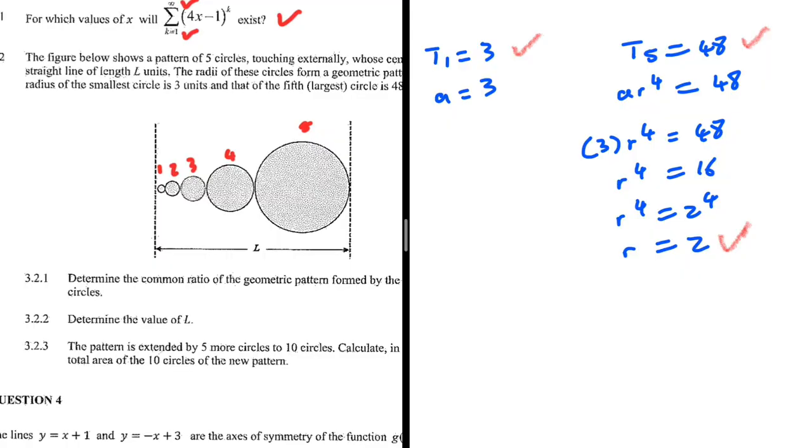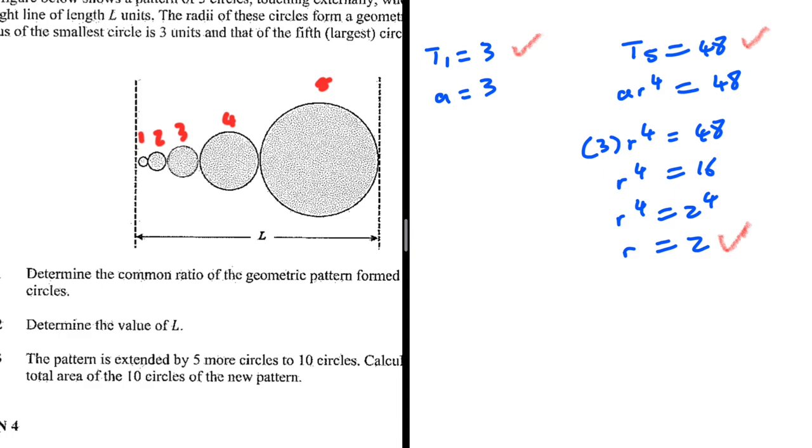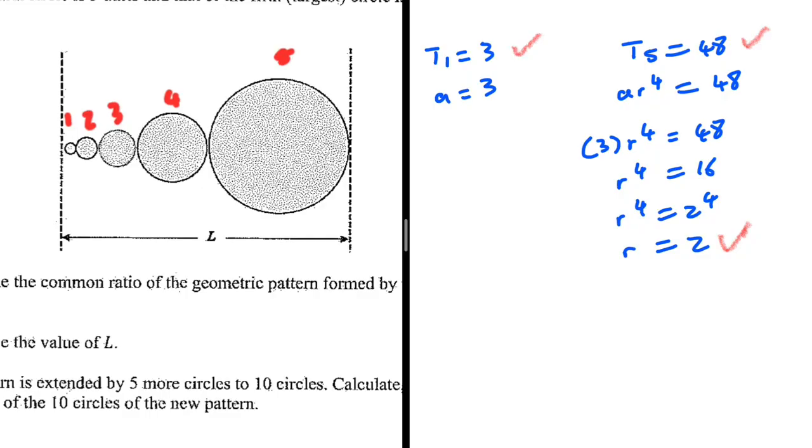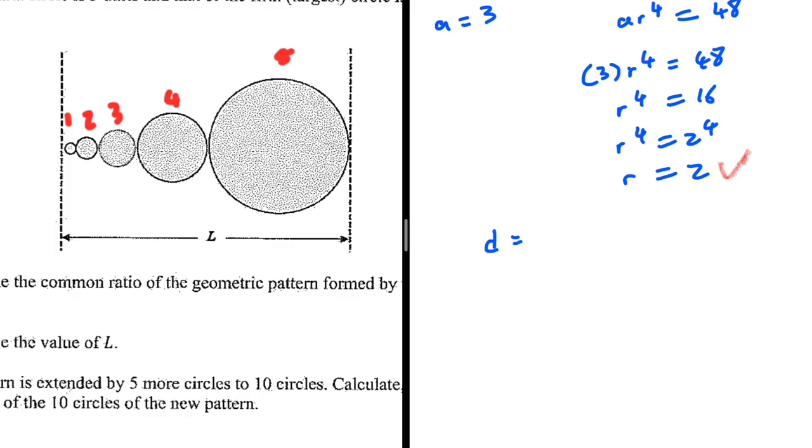3.2.1. And now 3.2.2, we want to determine the value of L. So L is made up of the radii of the circles, right? But take a look at something. L will be the diameter of the first circle plus the diameter of the second circle plus the diameter of the third, right? And the diameter is just equal to 2R. So we can just calculate the sum of the radii of the 5 circles and multiply that by 2.